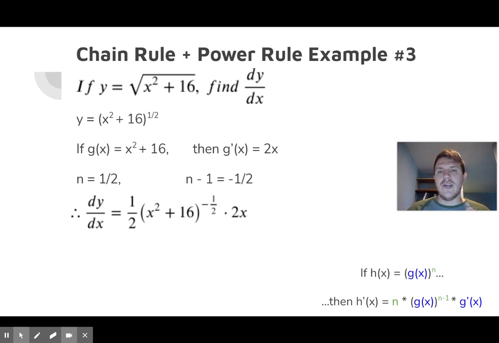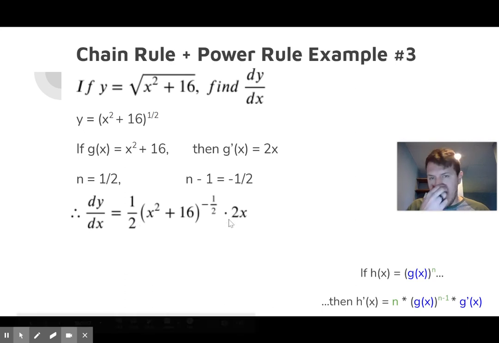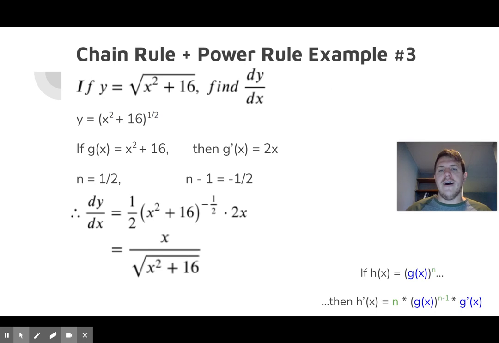Now we want to simplify this because that's a lot going on. Of course, this is a correct identification of this, but if we were to simplify it, our 2's in the denominator of 1/2 and the coefficient of 2 right here would cancel out, and we're left with just x divided by the square root of x squared plus 16.